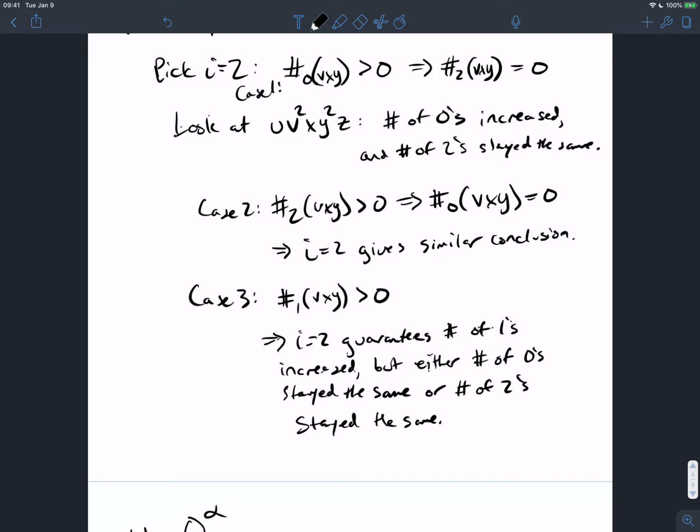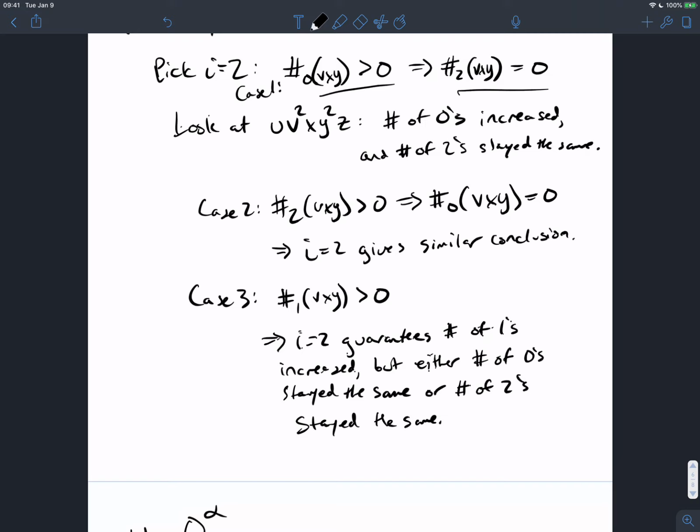Other questions? Yeah. So case one is when VXY is all zeros? No, it says that it contains zeros. It may have some ones as well, but that means by definition it can't have any twos, which is all we need to guarantee that. The only reason we care about this is that it contains some zero and it has no twos. In the other case, it has a two and therefore it has no zero. In the other case, it has only ones, which means that the number of twos and the number of zeros can't increase. But the number of ones went up. So that's all. That's the short argument for it.